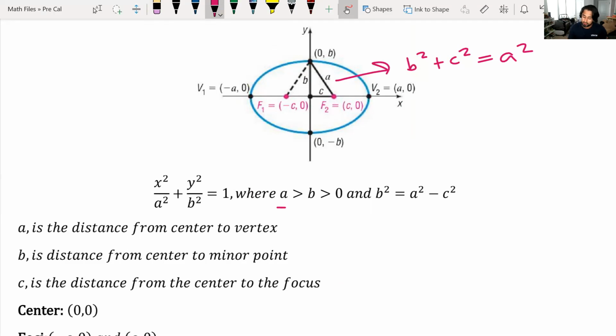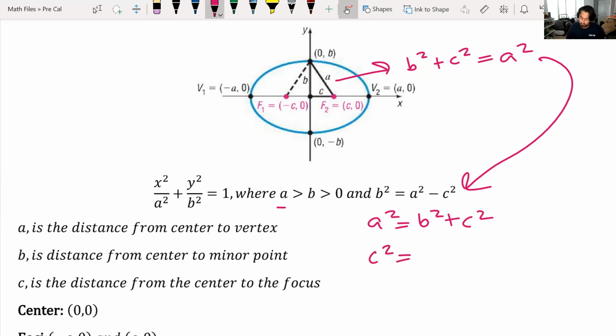And if you rearrange this equation, if you wanted to solve for b, then the equation you would use is b squared equals a squared minus c squared. If you wanted to solve for a, then the equation would be a squared equals b squared plus c squared. And if you wanted to solve for c, then the equation would be c squared equals a squared minus b squared.